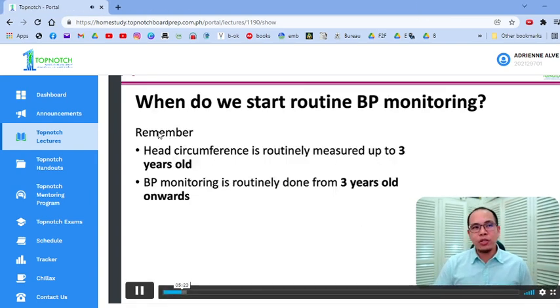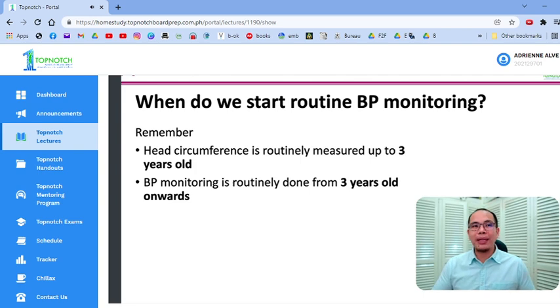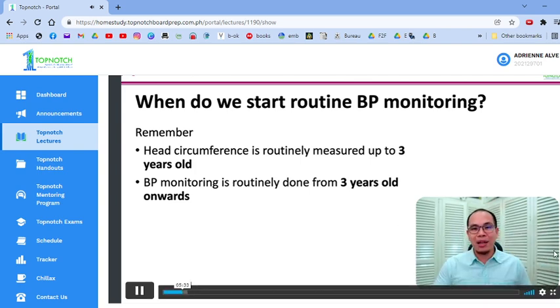Another common question is, when do you routinely check the blood pressure of your pediatric patient? My mnemonic to remember this is the number 3. So 3 years old.